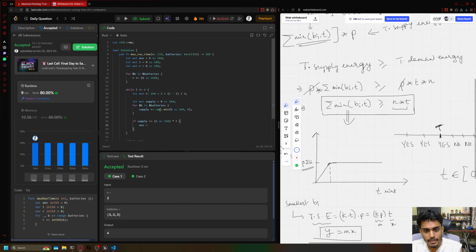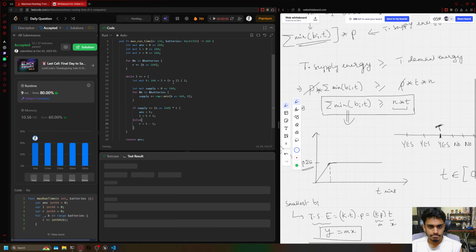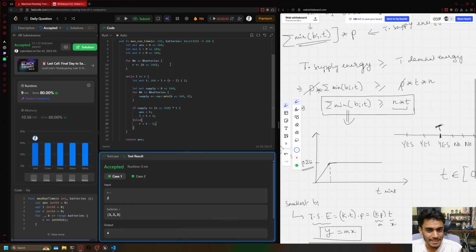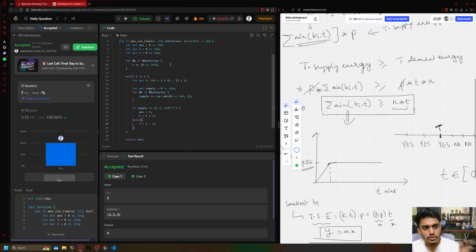Then I will update my answer to t, and I will search on the right of my mid. So I will increase my l to here. Otherwise, if supply is not meeting my demand energy, I will decrease my r to t minus 1. So yeah, I think it should work. Yeah, it worked, and now let's submit. Cool. So all 3 languages are done, and all test cases pass.